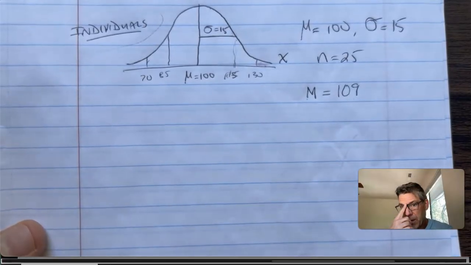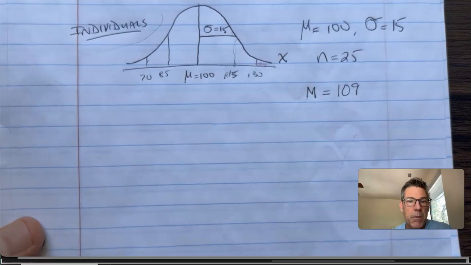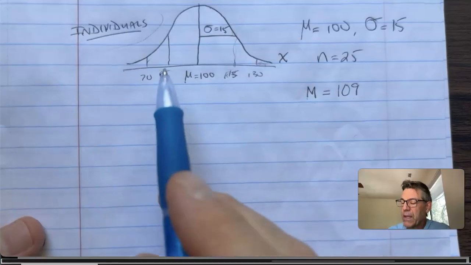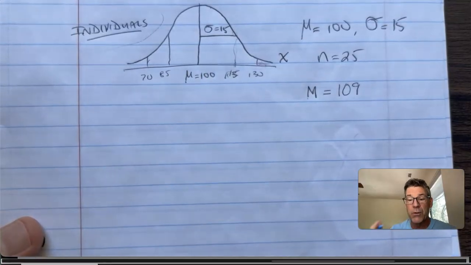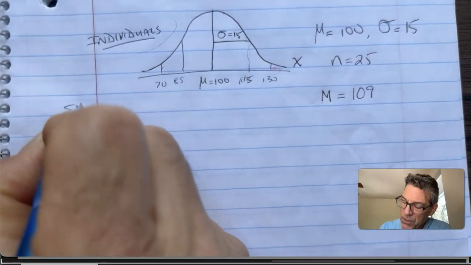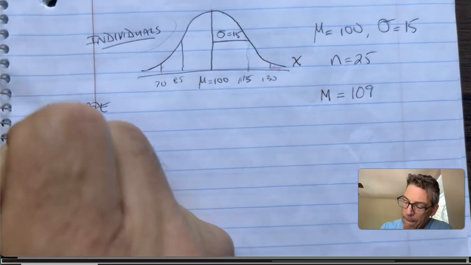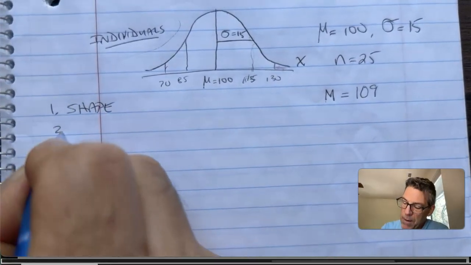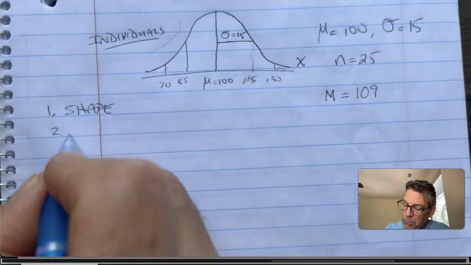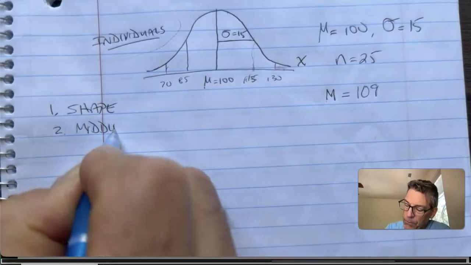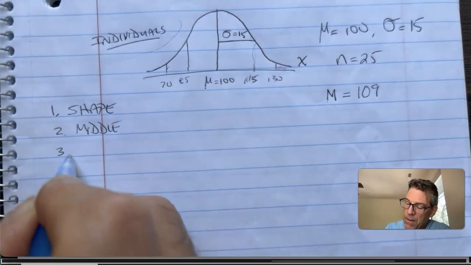That's what the central limit theorem tells us. The central limit theorem is going to describe three things. It's going to describe the shape, it's going to describe the middle, and it's going to describe the spread.